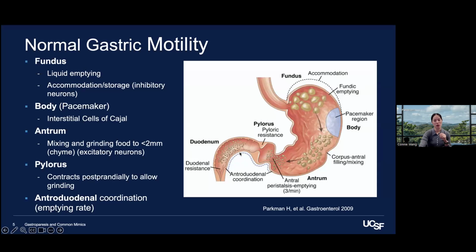And then lastly, there's also a very important coordination between the antrum and the duodenum. Just as we talk about defecatory disorders and pelvic floor dyssynergia with that complex interplay of coordination of the muscles, I think of that similarly. Between these 2 segments of the gut, there's a highly coordinated motion that has to regulate the rate of emptying of the stomach into the intestine.